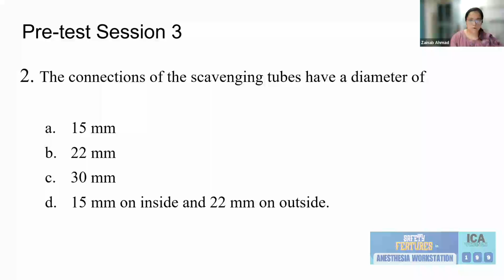Yes. So, question 2. The connections of the scavenging tubes have a diameter of: option A, 15 mm; option B, 22 mm; option C, 30 mm; and option D, 15 mm inside and 22 mm on the outside. So the time is almost over. Okay. So going on to the third question.